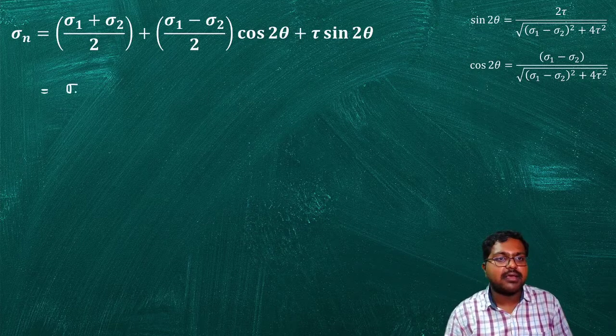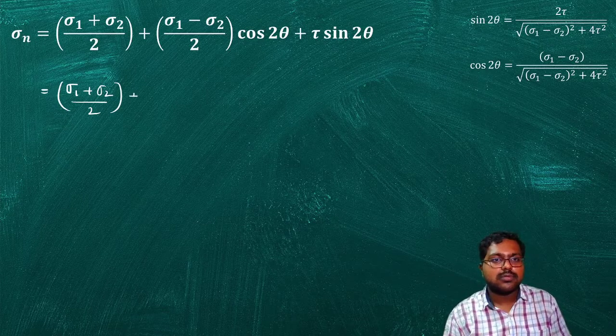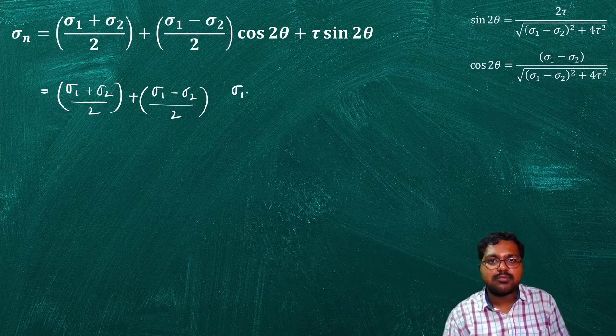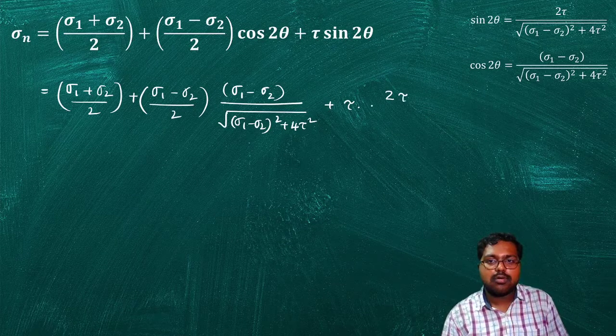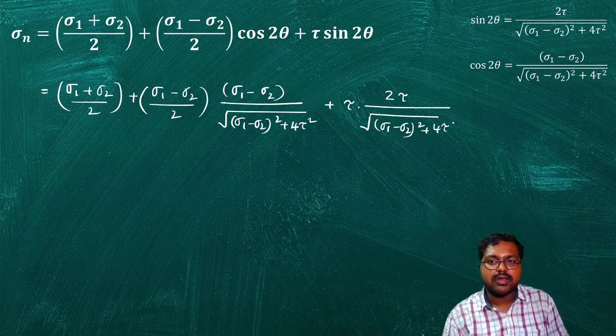Now I am substituting these two values in the equation for sigma n. So first I am taking (sigma 1 plus sigma 2) by 2 plus (sigma 1 minus sigma 2) by 2 into cos 2 theta, which is equal to (sigma 1 minus sigma 2) by the square root of (sigma 1 minus sigma 2) square plus 4 tau square, plus tau into 2 tau by the square root of (sigma 1 minus sigma 2) whole square plus 4 tau square.